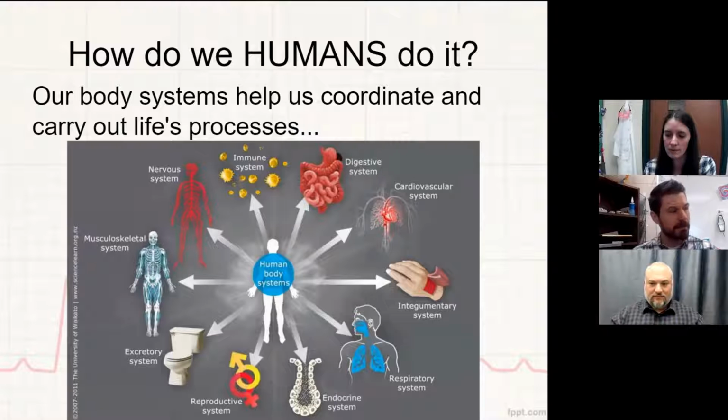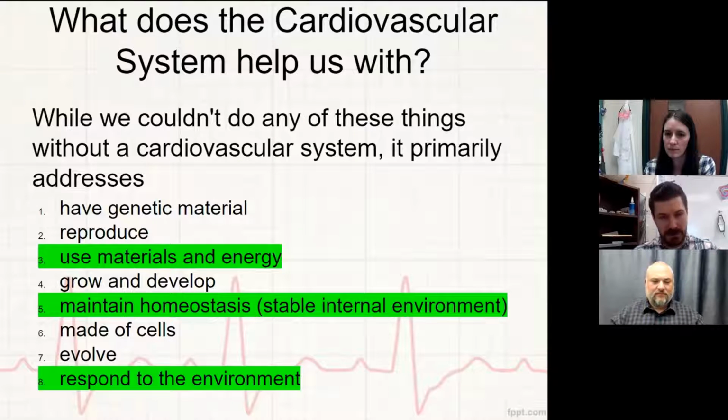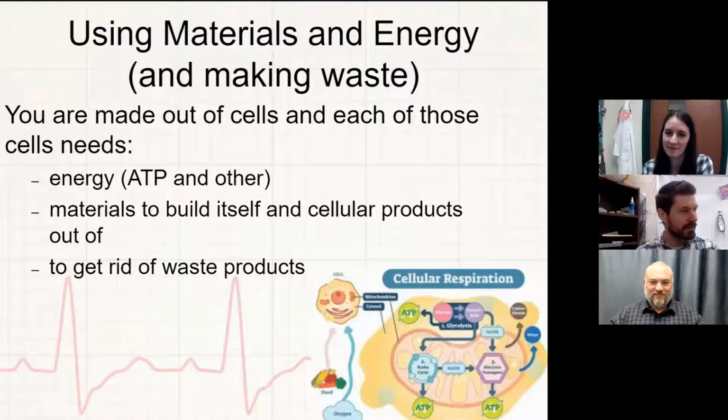For this body system in particular, there are just a few of them that we're going to be focusing on, and those include using materials and energy. In particular, that is going to be a big one we're going to be talking about in this unit. And then maintaining homeostasis and responding to the environment. Those are ones that the cardiovascular system is really involved in. But that's not to say that you wouldn't be able to do any of those things if it weren't for your cardiovascular system. But anyway, let's move on to the next slide.